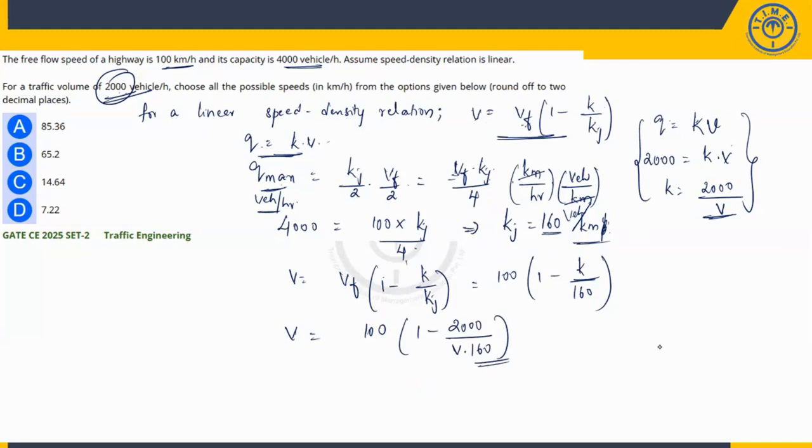This gives us a quadratic equation. If I am taking 160V as common, 100 into (160V minus 2000). From this, please develop a quadratic equation and tell me the equation, my dear students. I'm giving a minute here. Develop a quadratic equation, that is V square minus something. Get the equation.